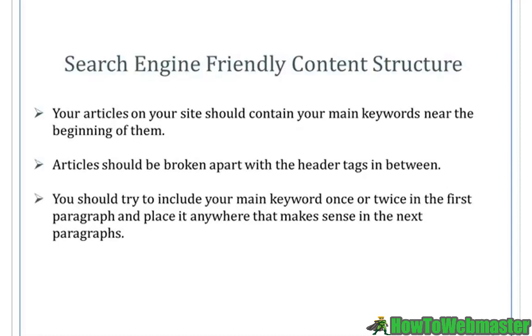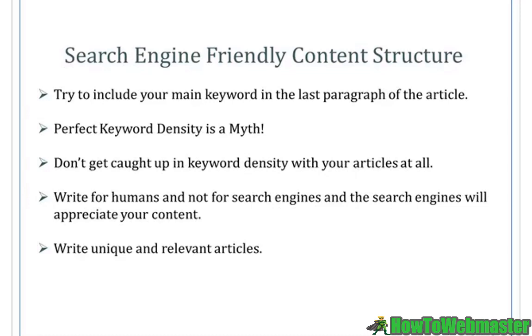Search engine friendly content structure. Your articles on your site should contain your main keywords near the beginning of them. Articles should be broken apart with header tags in between. So especially if you're changing a little bit of direction, you might want to have a different tag. What this does is when you're reading through a sales page or article and you see those subheaders, they draw your attention and make you want to continue to read. You should try to include your main keywords once or twice in the first paragraph and place it anywhere that makes sense in the next paragraphs. Don't sit there and stuff it all over the place, wherever it makes sense. Try to include your main keyword in the last paragraph of the article.